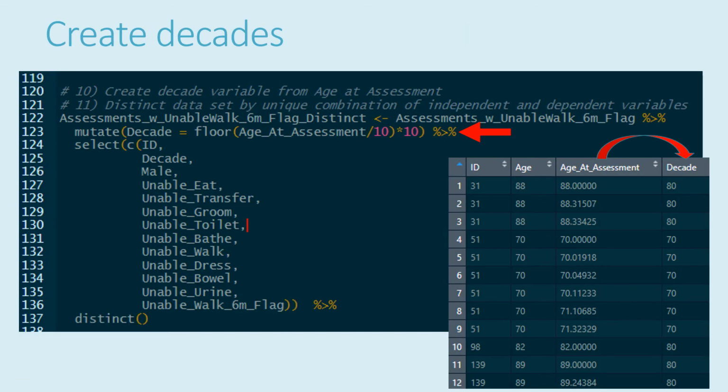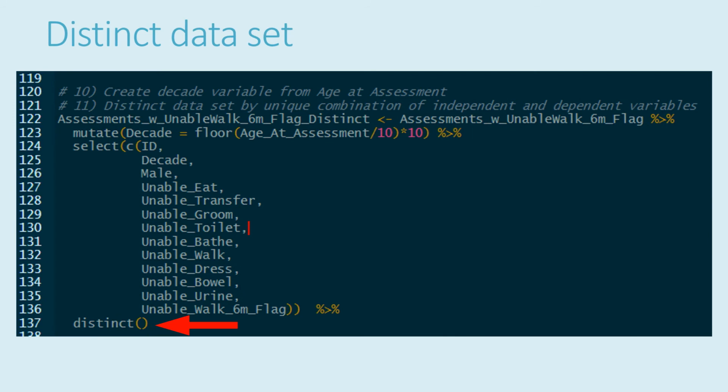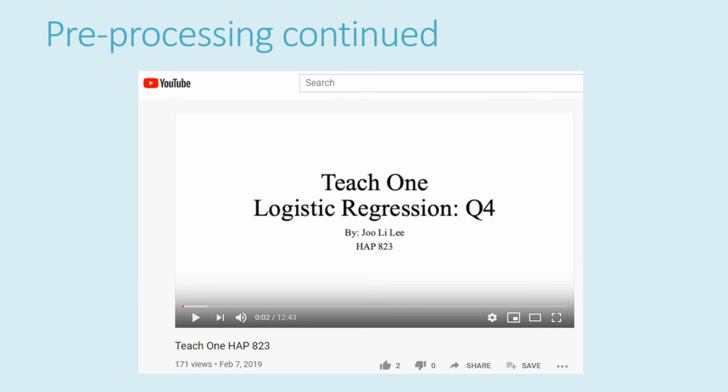Next, we're going to derive decades from our age at assessment variable. We're also going to drop any columns we don't need anymore. We only need to keep our independent variables, which include the demographic information, the diagnoses variables, and of course our dependent variable, which we called unable walk 6-month flag. We're also going to distinct our entire data set so there's no duplicates. From here, the pre-processing is going to look very similar to what Julie did for Teach 1 for question 4, so I'll link her video in the description box below. We're just swapping out the dependent variable and using different programming languages.